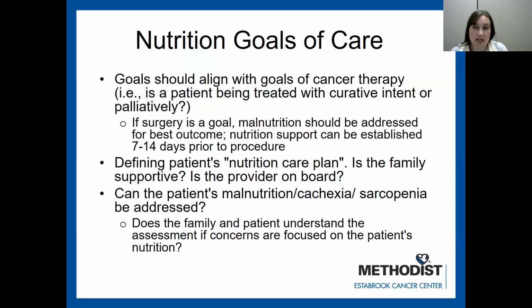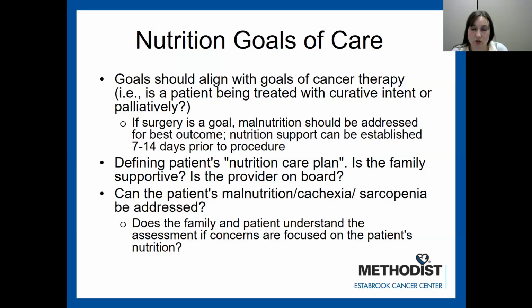If surgery is the goal or the primary treatment, malnutrition has to be addressed for the best outcome. When it comes to surgery, you have to look at the nutrition, and if they come in pre-surgery at a certain level of malnutrition, you can intervene with some nutrition support about 2 weeks ahead of time. That can be enough to get that person back to where they need to be before surgery.